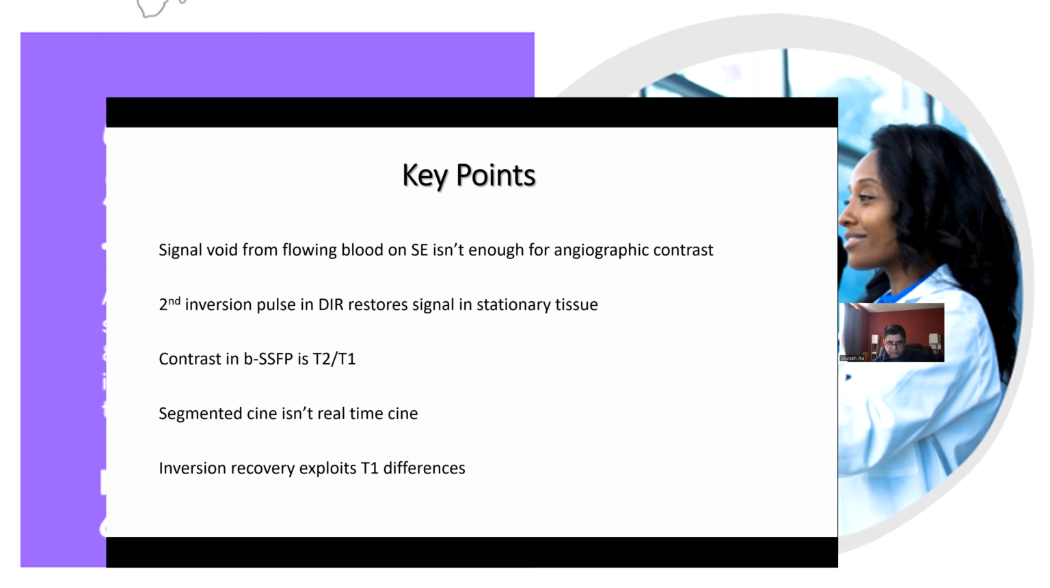Contrast in balanced steady state precession is a combination of T2 to T1. Therefore, three tissues look bright: fat, blood, and water. Segmented K-space imaging, which is how we do most of our cine imaging, isn't live, isn't real time. And the fact that we can create T1 differences by giving gadolinium means we can use inversion recovery to invert a tissue that has less gadolinium so that we can see tissues that have more gadolinium and therefore see pathology more clearly.